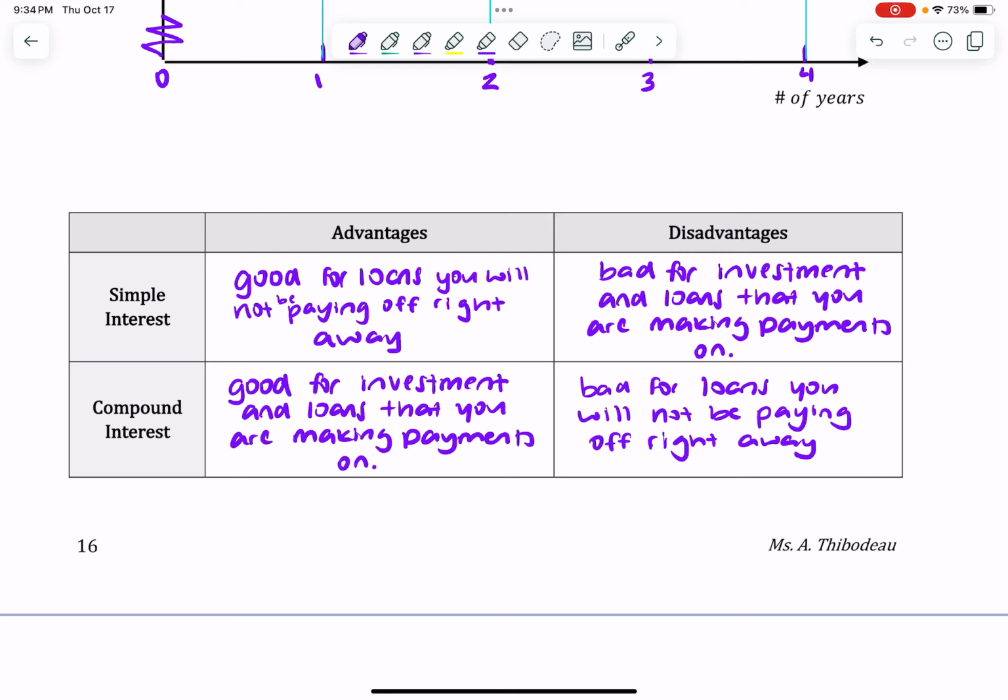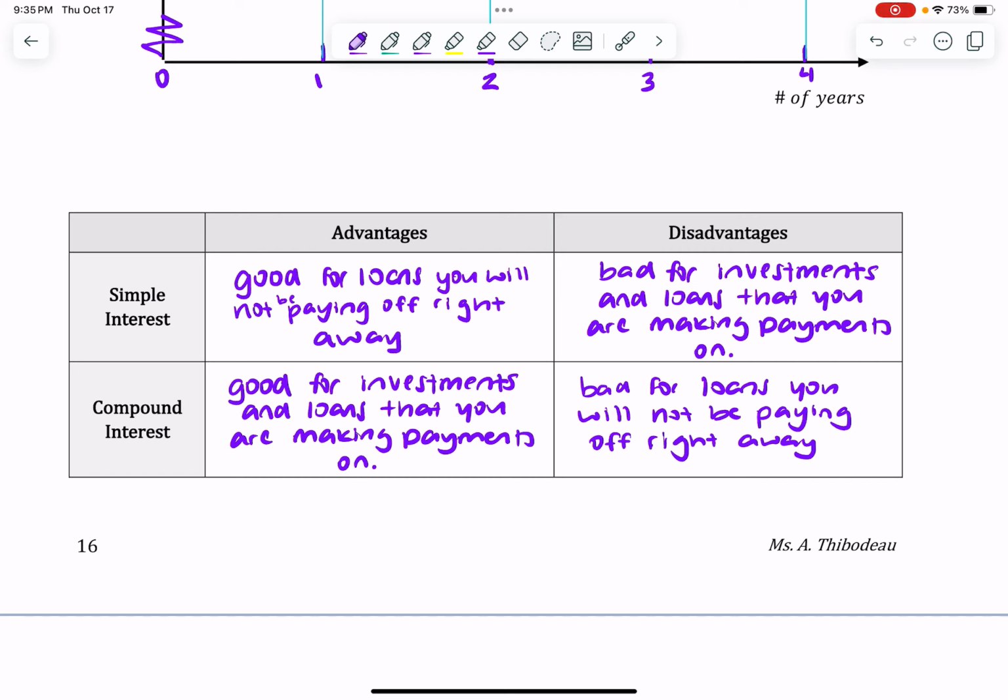So it's bad for investments and for loans that you are making payments on. I would argue that it is in fact bad for loans that you're making payments on right away. I wouldn't say that bad's a harsh term there. It's just bad. You'd be owing more. It's not ideal.